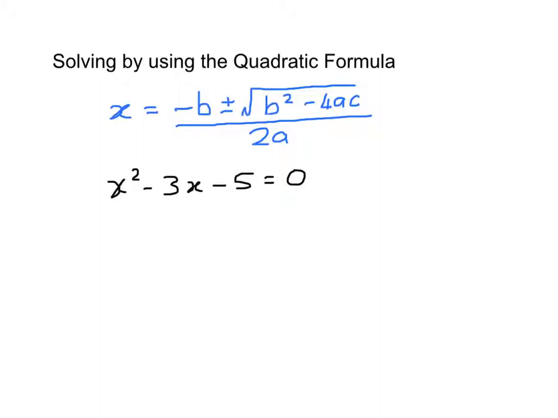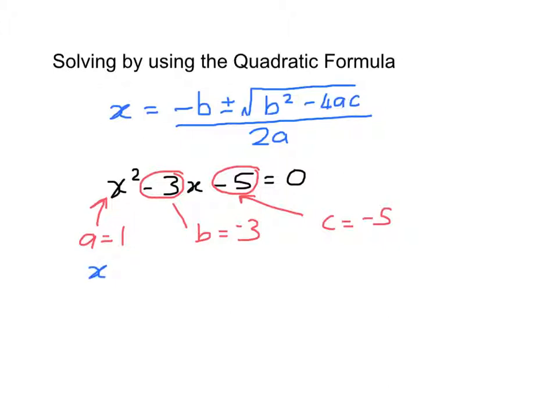We need to find a, b, and c. So our a equals 1, our b equals -3, and our c equals -5. So don't forget the signs in front of these numbers. Okay, once you have your values, you really just put them into the equation.